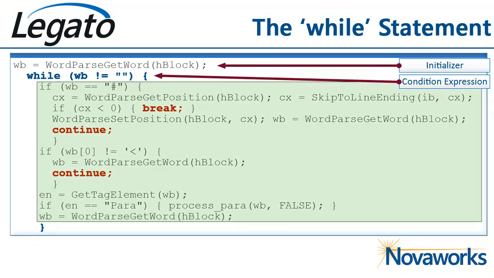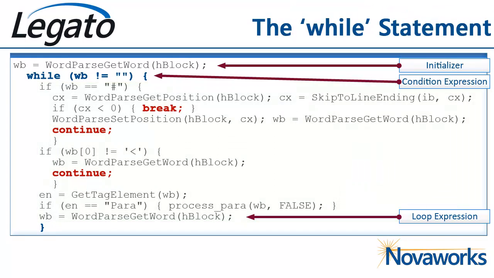I'll then execute a whole bunch of stuff, and then when I'm done, I have my loop expression. Notice that's not part of the statement, but I'm going to simply go get the next word block, and then this particular closing brace will cause the script engine to go back to the beginning and then test again and fall through. The while loop will continue while WB is not empty, or I break on a particular condition and then fall out. You'll notice there's also continue statements.